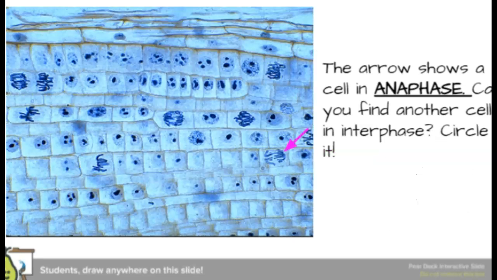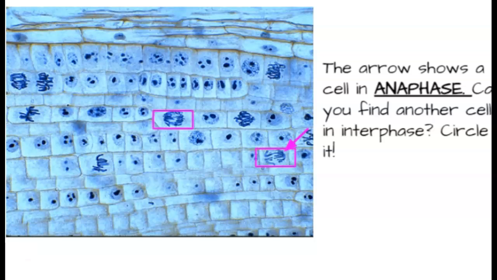So when we're looking for cells, we're looking for ones that have the chromosomes starting to pull apart, like I have here. See if you can find one, chromosomes pulling apart. Here's an example of one.